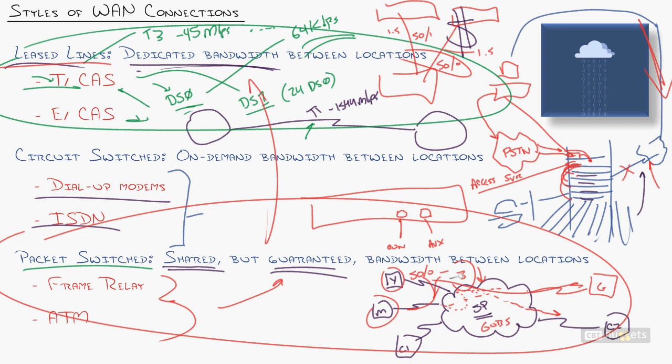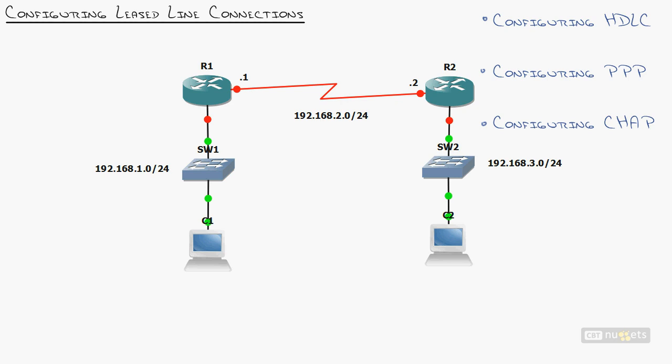So very cool. Frame relay and ATM are a couple of examples of packet switch technology. We'll dive into frame relay a lot more coming up. We actually have a whole section of nuggets dedicated to just frame relay. For now, I want to get into the lease line connections, which are so simple to set up that we can squeeze it in right at the end of this nugget.